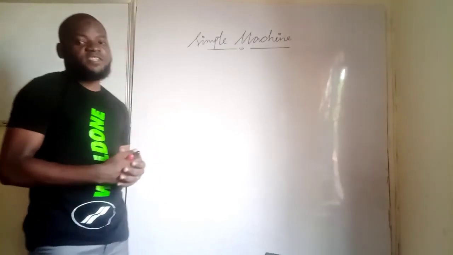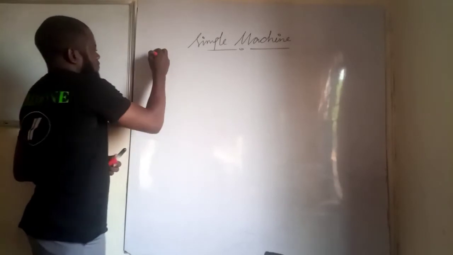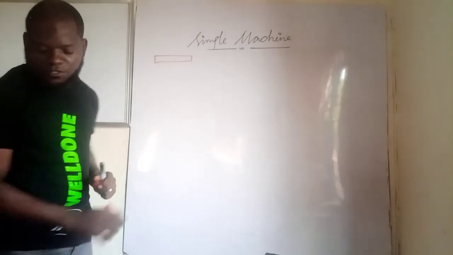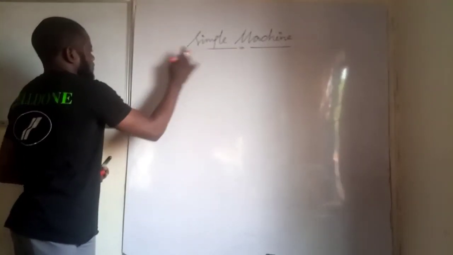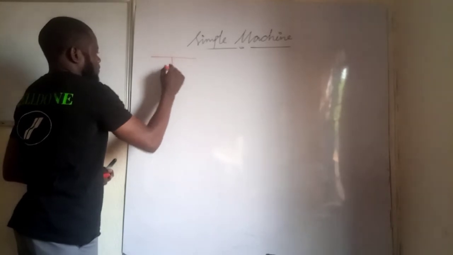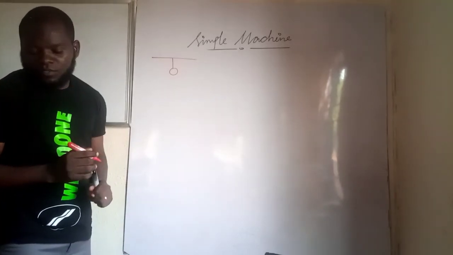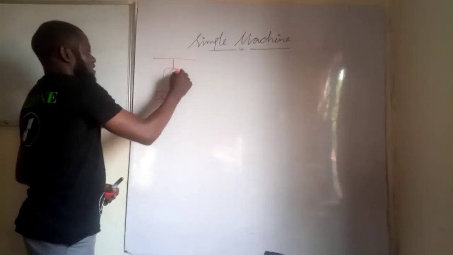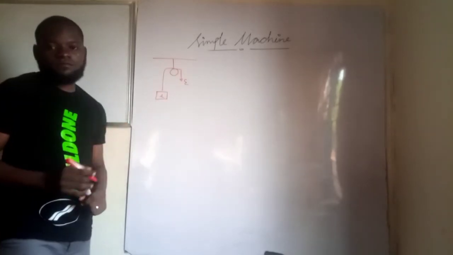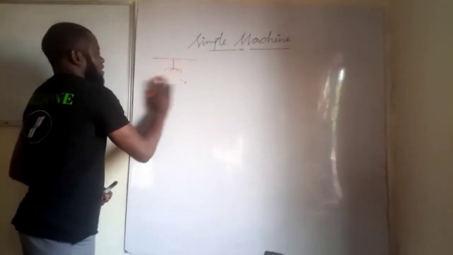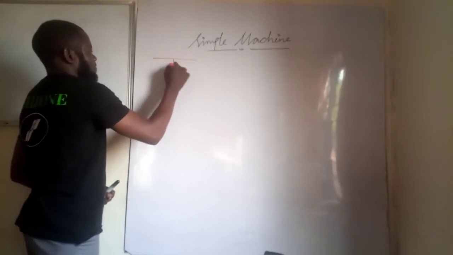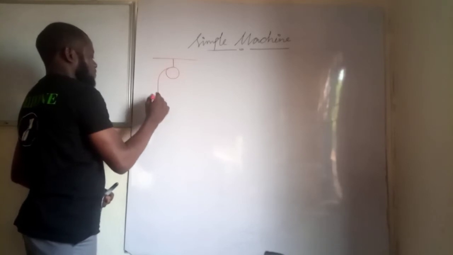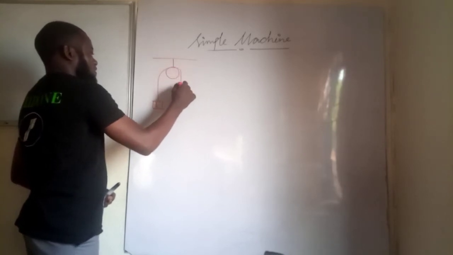When you talk about a fixed pulley, permit me to take the diagram somewhere. So if this is a pulley now, and then I have a load, and here is my effort. I think I can have a perfect diagram like this. So this is the load, and here is the effort.